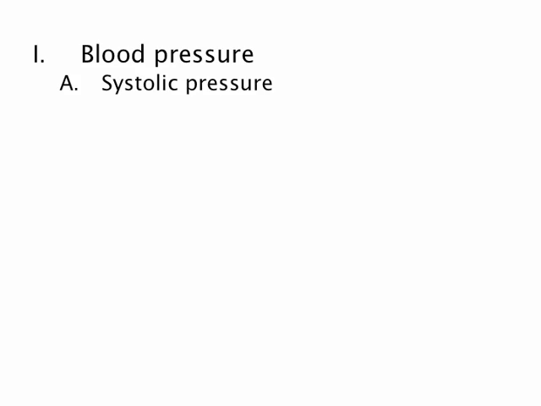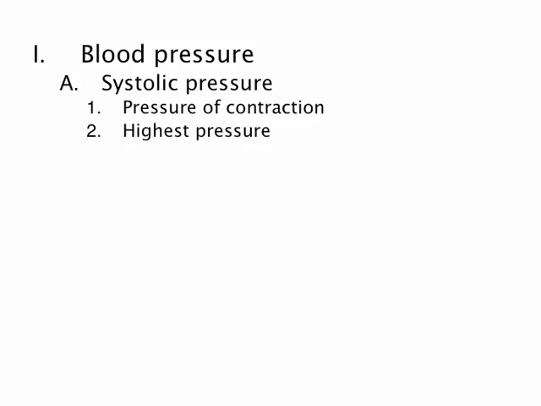We're going to first talk about systolic pressure. We've already learned that systole means contraction. Therefore, systolic pressure is the pressure of contraction. This is going to be the highest pressure that we measure in our blood pressure. When you get your blood pressure taken and they say, for example, it's 120/80, the 120 or the top number is going to be your systolic pressure.